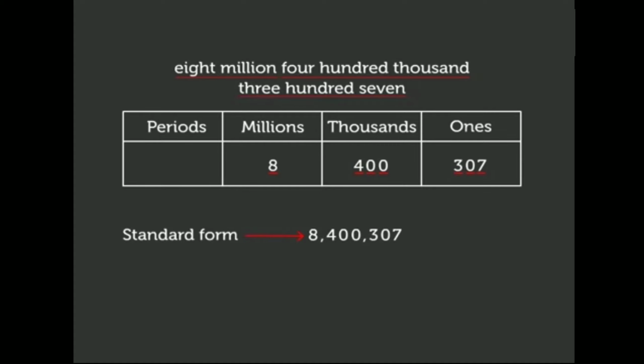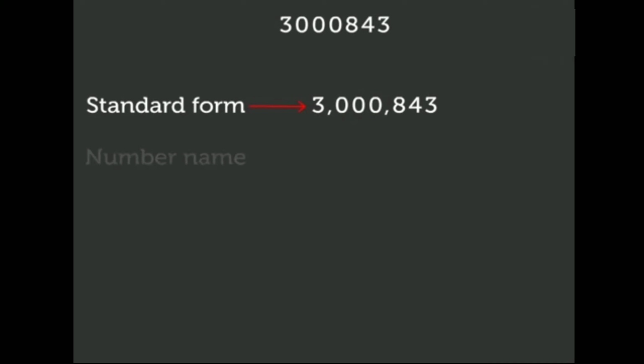Let us try one more example. We write this number in standard form as 3,000,843. We read this number 3,843,000. Did you notice here? We did not read the place value of the zeros, but we did write them to show the place value. Its number name is 3,843,000.